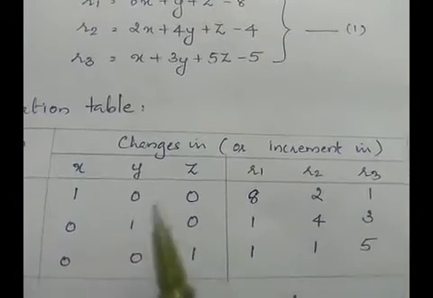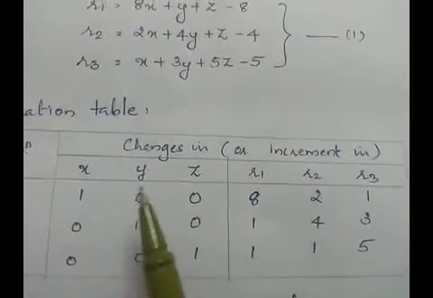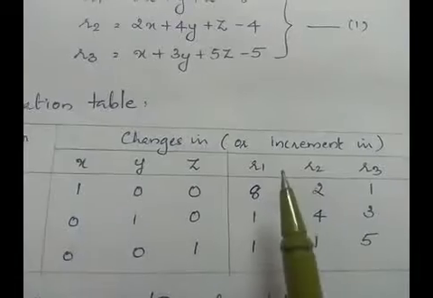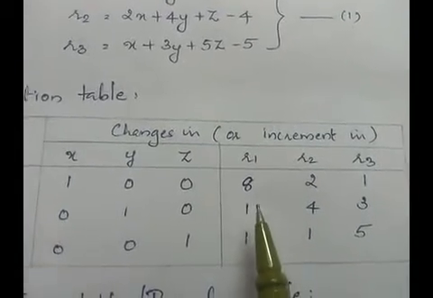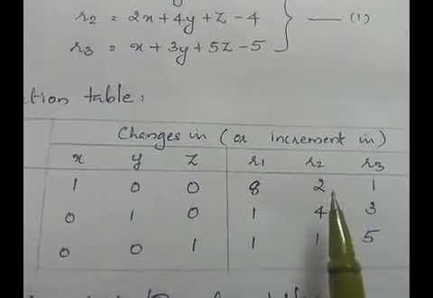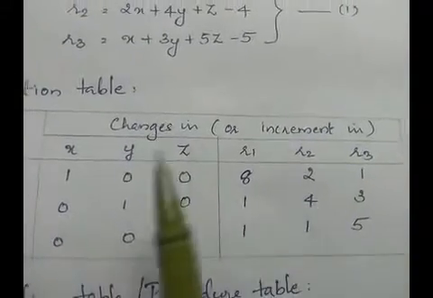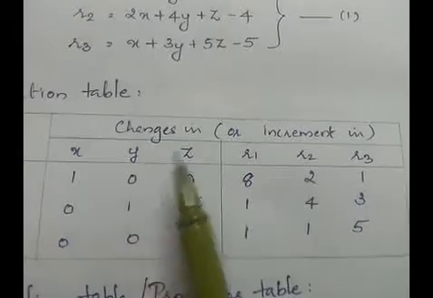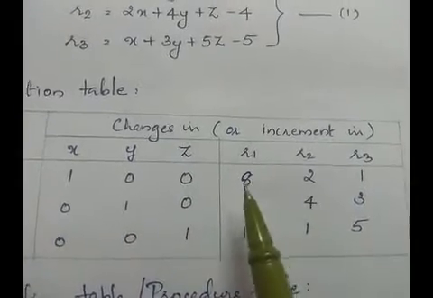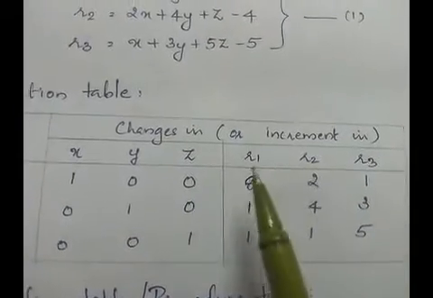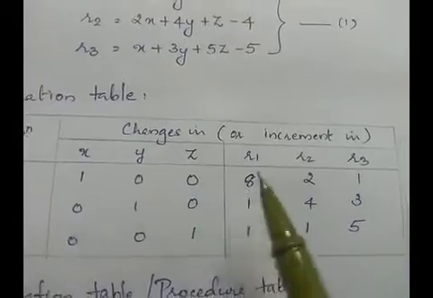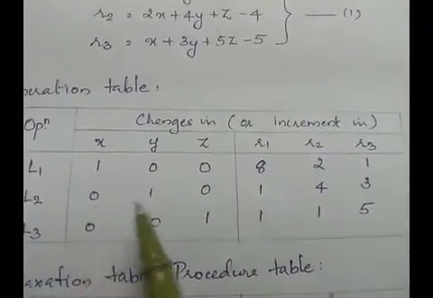That is, for a unit change in x, keeping y and z constant, R1 changes by 8 units, R2 changes by 2 units, and R3 changes by 1 unit. That means for a unit change in x, keeping the others constant, the maximum change in the residual is for R1. Okay, so like that, look at the second row.